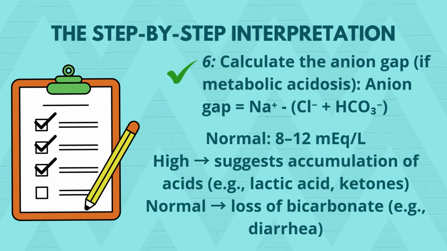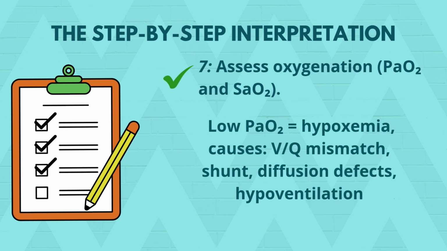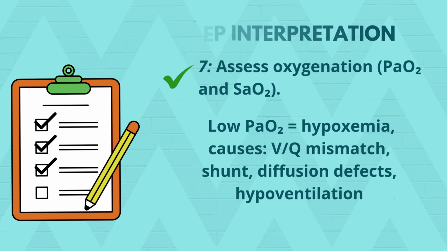A normal anion gap should be between 8 to 12 milliequivalents per liter. A high amount suggests accumulation of acids, for example, lactic acid or ketones. A normal number will indicate loss of bicarbonate, for example diarrhea. Step 7 is assess oxygenation, so the PaO₂ and the saturation. A low PaO₂ is hypoxemia. It could be caused by ventilation-perfusion mismatch, shunting, diffusion defects, or hypoventilation.